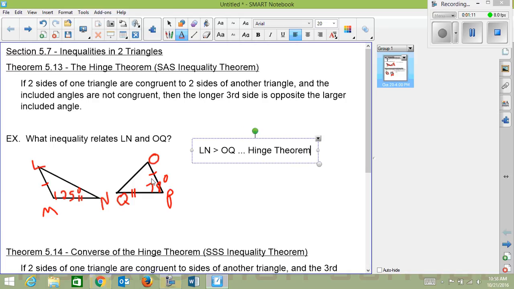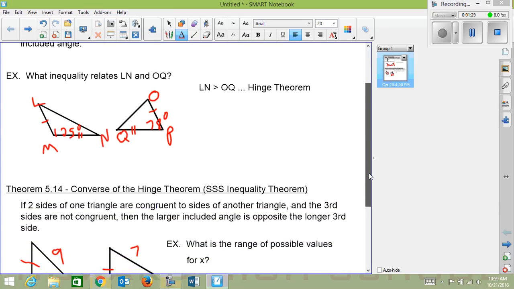The hinge theorem says that when you have two sets of congruent sides like this does, whichever side is opposite the bigger angle, that will be the longer side. So because this is 125 and this is 78, LN has to be bigger.